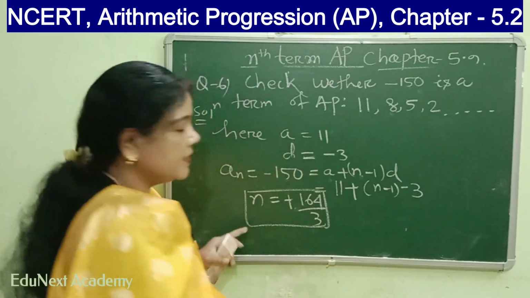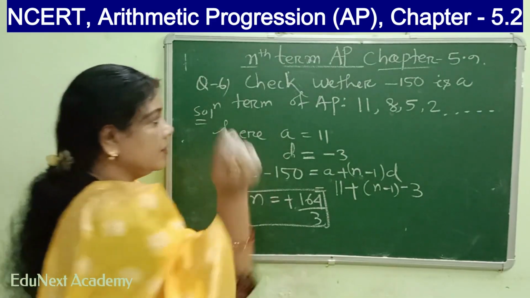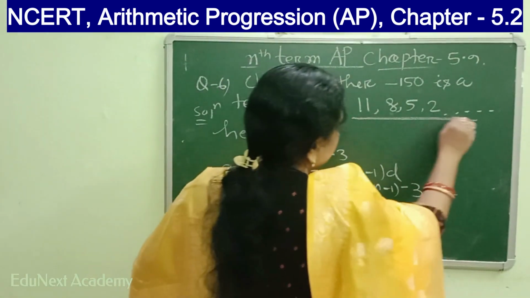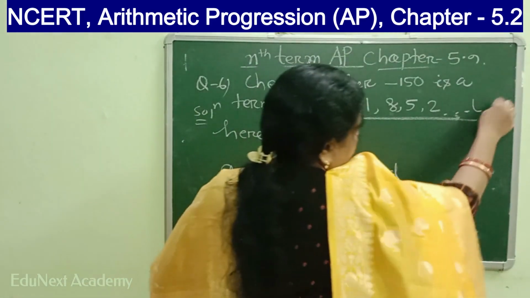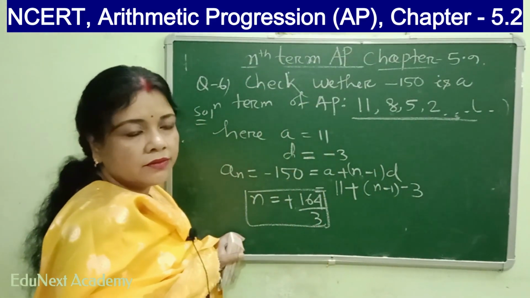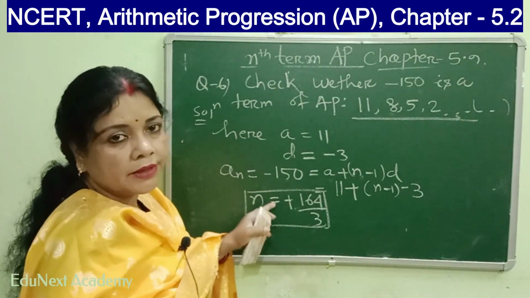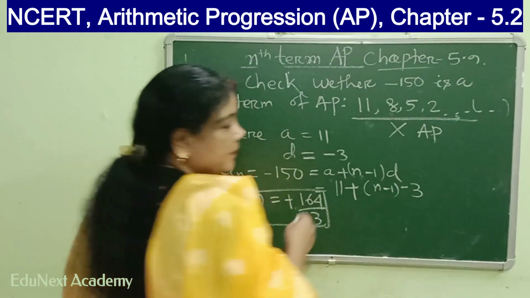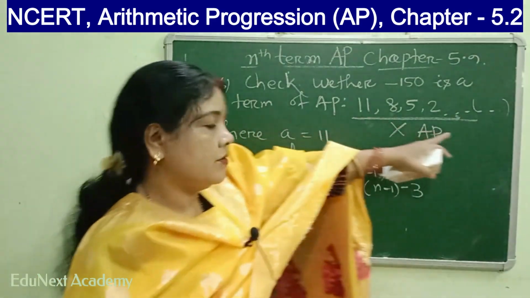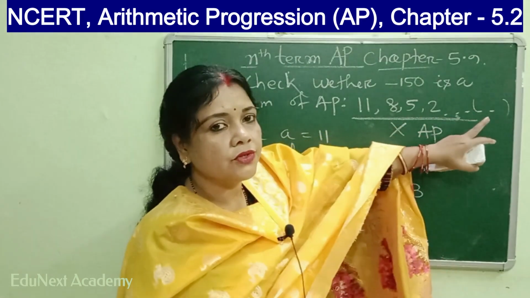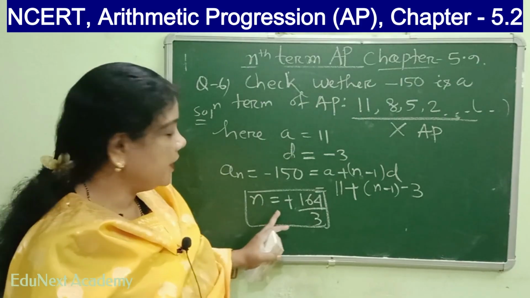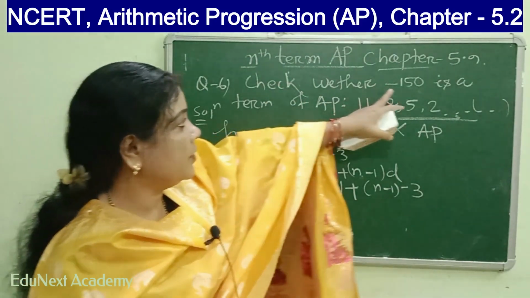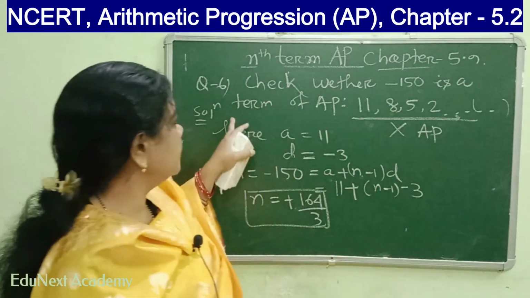So here n is a positive number, but the other sequence shows that we are getting a decreasing order of numbers. Obviously, somewhere in the sequence we will get negative numbers, which is not satisfying our condition of FP. So this particular sequence is not coming under FP, because in the future, whatever term it may be, that should come as negative. But here we are getting n as a positive number, which is not satisfying that minus 150 is a term of FP.